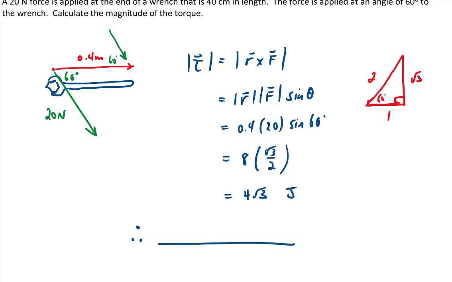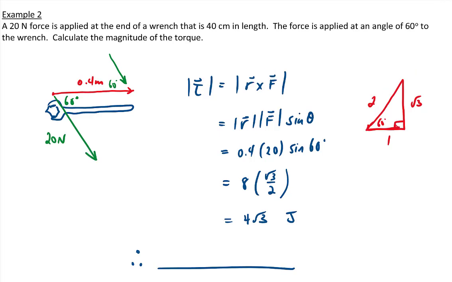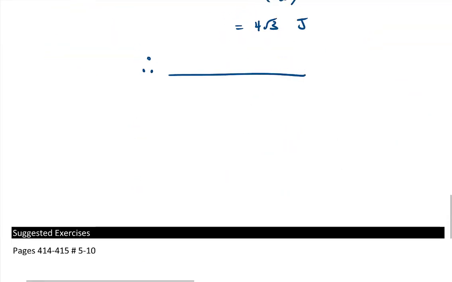So two focuses in this lesson. You can find the area of a parallelogram using the magnitude of the cross product, and we can apply this even further and find the area of a triangle. The cross product can also be used for calculations involving torque. Here are some questions that you can try. And good luck.